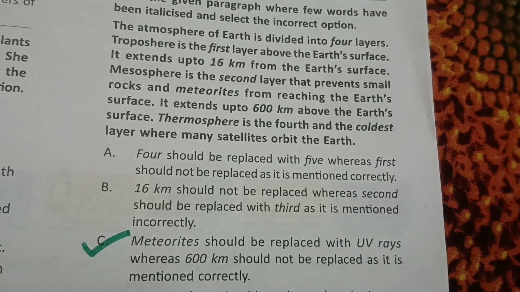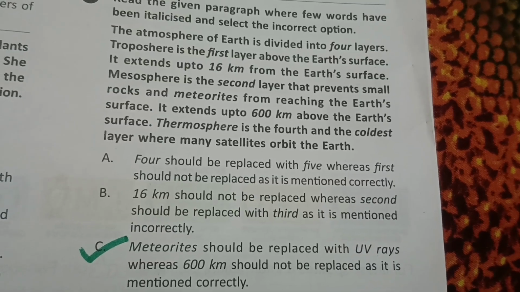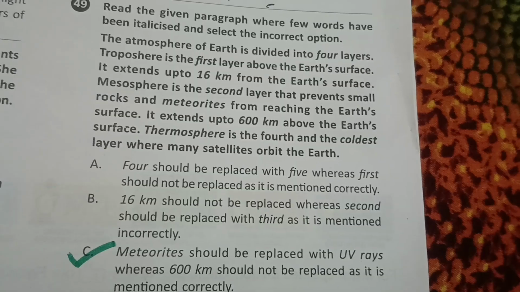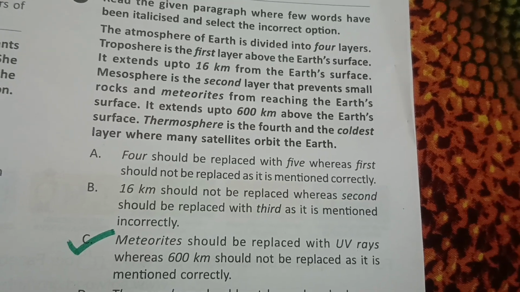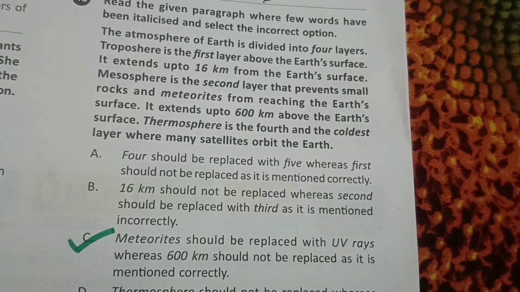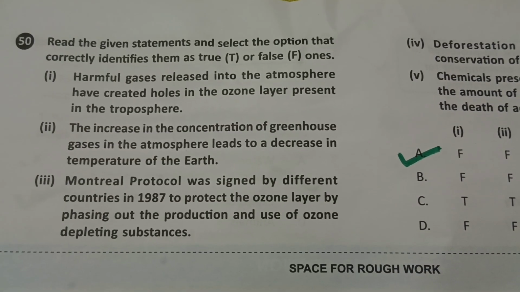4 should be replaced by 5, whereas first should not be replaced as it is mentioned correctly. Yes, because there are 5 layers, not 4. 16 kilometers should not be replaced, whereas second should be replaced with third as it is mentioned incorrectly. Yes. Meteoroids should be replaced with UV rays, whereas 600 kilometers should not be replaced as it is mentioned correctly. No, it's an incorrect statement. So option C.